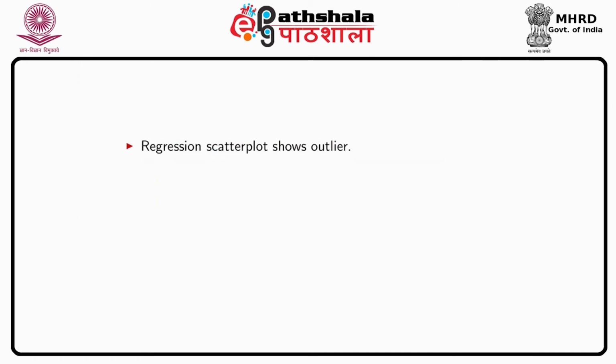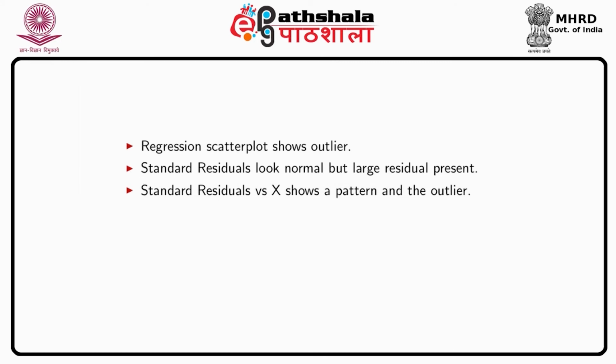So, the conclusion should be that the regression scatter plot which shows an outlier should not be fitted with a linear model. Otherwise, the standard residuals look normal, but there are large residuals present on one side of the values. Also, the standardized residuals for x shows a pattern and it shows the outlier, and so does the plot of standardized residuals versus the fitted values of y.